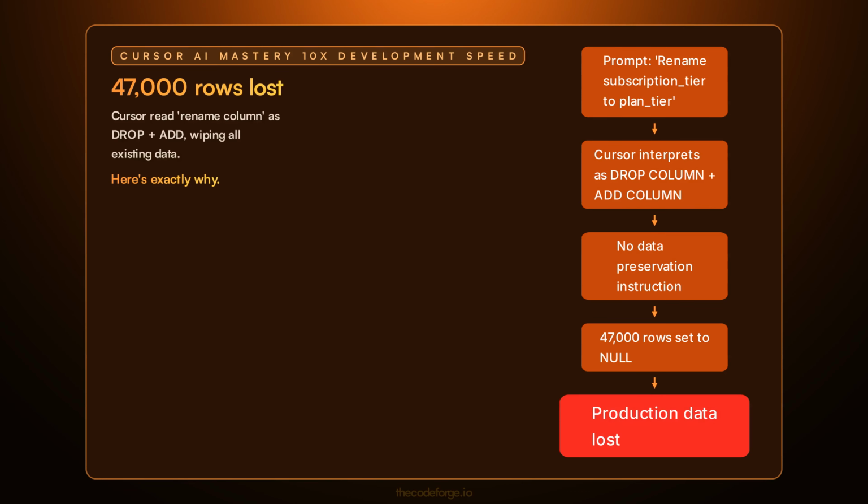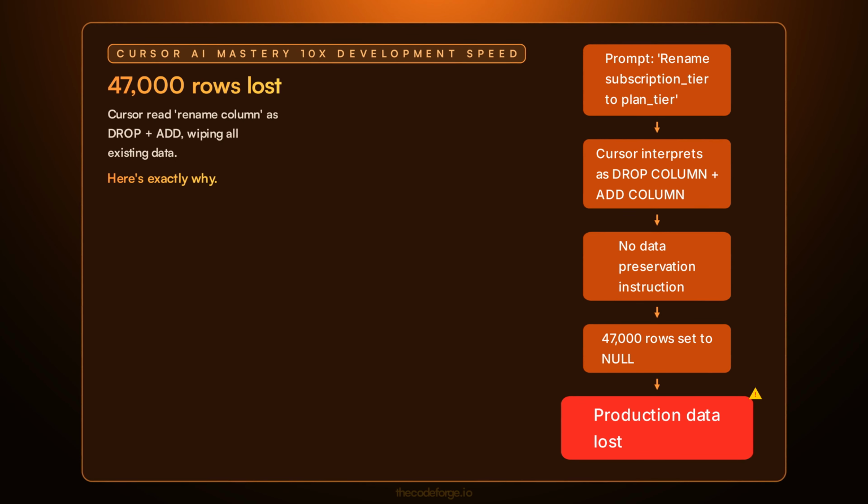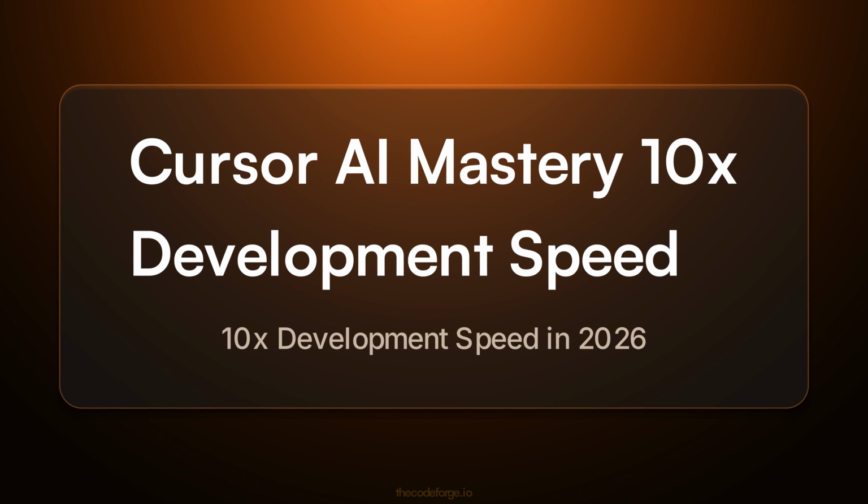47,000 rows in the user's table turn to null after a Cursor-generated migration. The AI read rename column as drop and add, wiping all existing data. Let's break down Cursor AI Mastery, 10x development speed, how it works, and the exact mistake behind that failure.